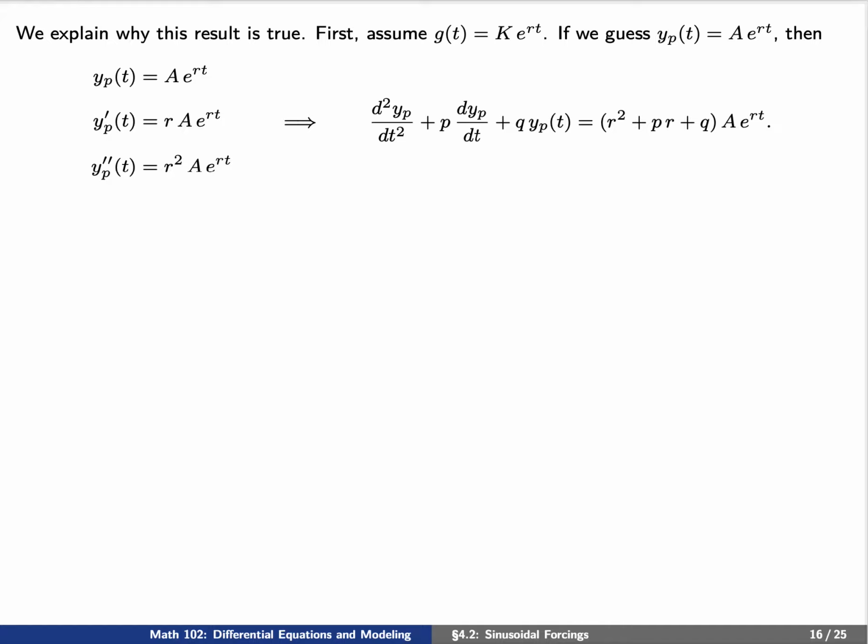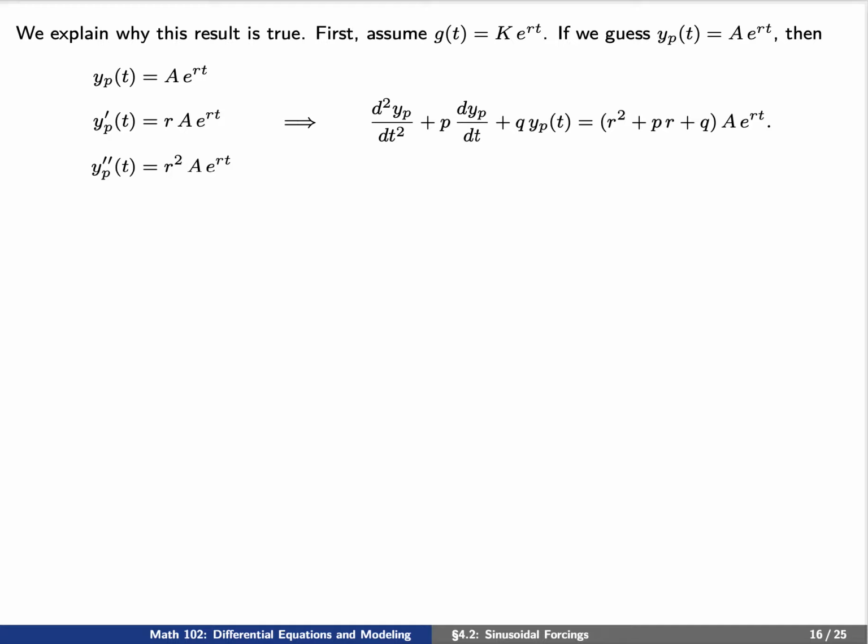There's really a bit more algebra happening here behind the scenes that'll be more useful than just simply writing down a big proposition. First, let's say that we have exponential forcing. That is, we'll assume that g of t is capital K times e to the rt. If we guess a particular solution in the form capital A times e to the rt, then we can express y as A times e to the rt, the derivative y prime as r times A e to the rt, and the second derivative y double prime as r squared times A times e to the rt.